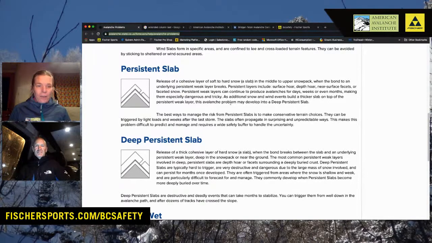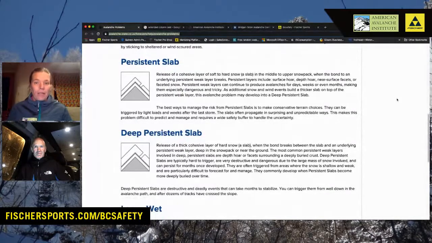So when we talk about persistent slab and deep persistent slab, what we're talking about is we've got a big slab or some cohesive unit of snow, and it's sitting on a weak layer that was formed, who knows, a couple weeks ago, a month ago. And the reason it's called a persistent slab is it's sitting on a persistent weak layer, meaning the weak layer sticks around a long time. So sugary, weak, faceted snow, or surface hoar, which on the surface is these beautiful sparkly crystals, but when it gets buried, it sticks around for a long time.